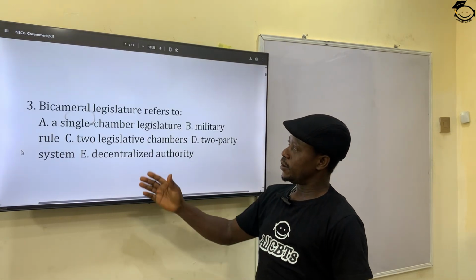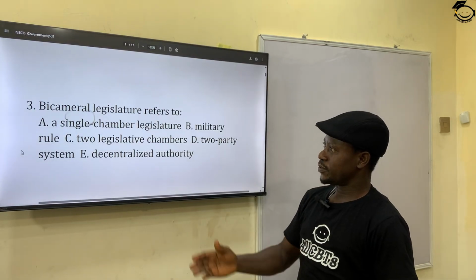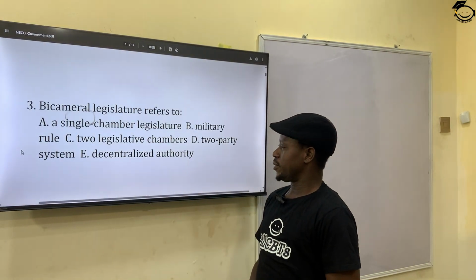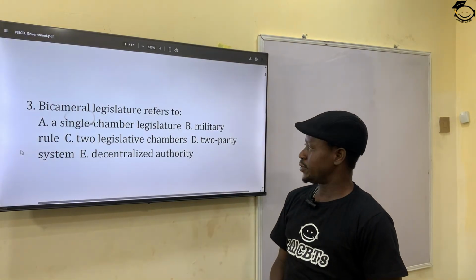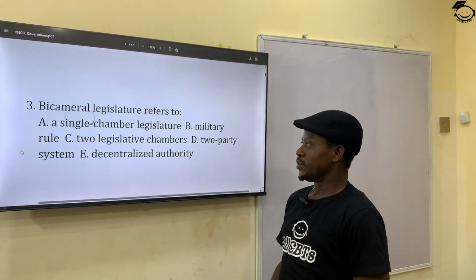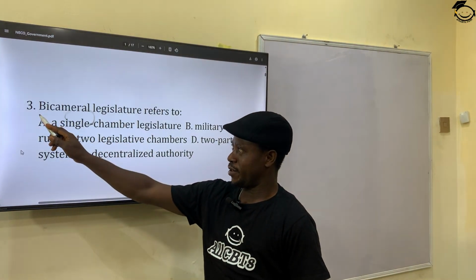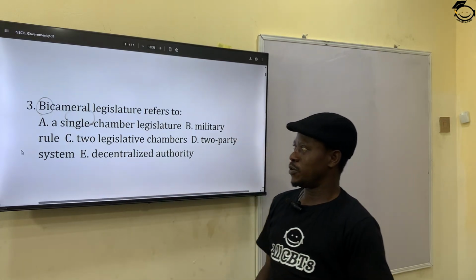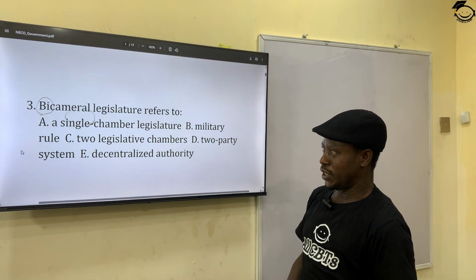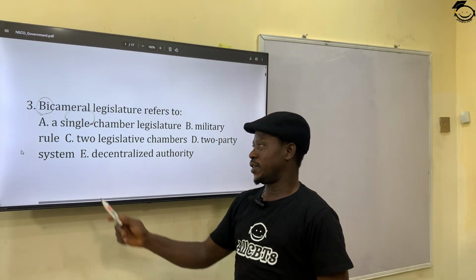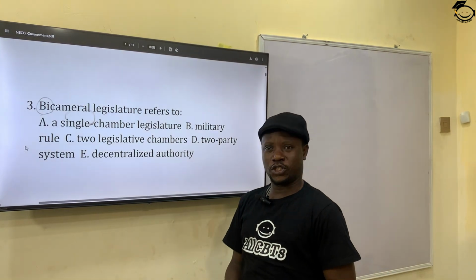Number 3. Bicameral legislature refers to: A. a single chamber legislature, B. a military rule, C. two legislative chambers, D. a two-party system, E. decentralized authority. By your understanding and the background, when we say bi, the word bi means two chambers, two axes of law making. So the most correct answer here is letter C, two legislative chambers.